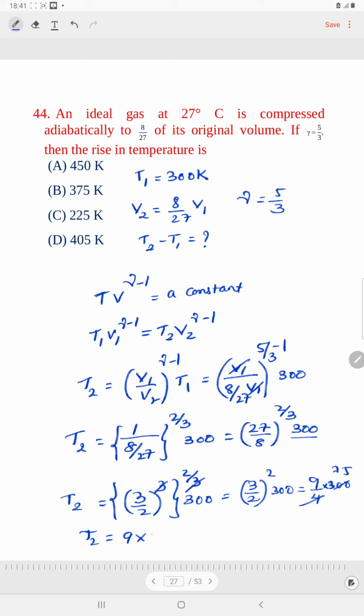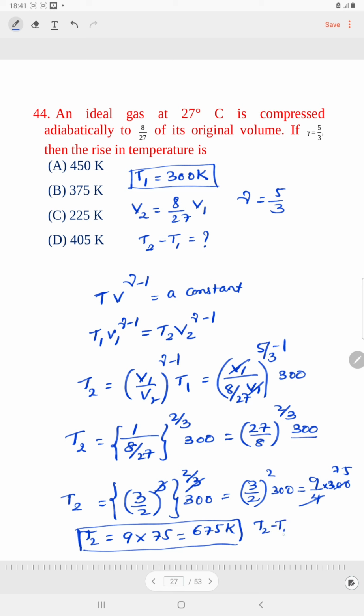Now what do you get, T2? It is 9 into 75, and 9 into 75 is 675 Kelvin. This is the final temperature, students. But the question is not about the final temperature, because the initial temperature is 300. Okay, the final temperature is 675. I need the change in temperature. Okay, what is the change in temperature? T2 minus T1 is the change in temperature. It is 675 minus 300, and the change in temperature would be 375 Kelvin, option B.